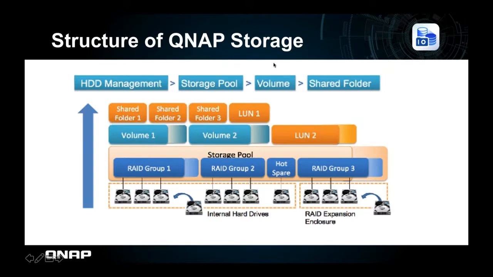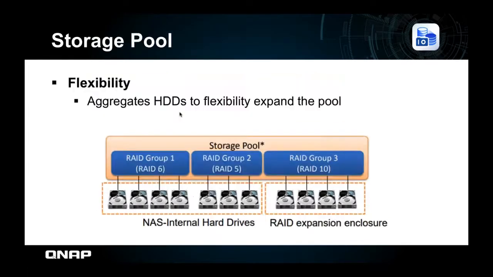So this is the basic structure of how our storage management is organized. At the bottom, we have our physical hard drives. Our hard drives would be grouped into various RAID groups, and various RAID groups can be combined together into one giant storage pool. From your storage pool, you can make one or multiple volumes and LUNs. And within volumes, there could be multiple shared folders. So this is the basic structure of how it's set up.